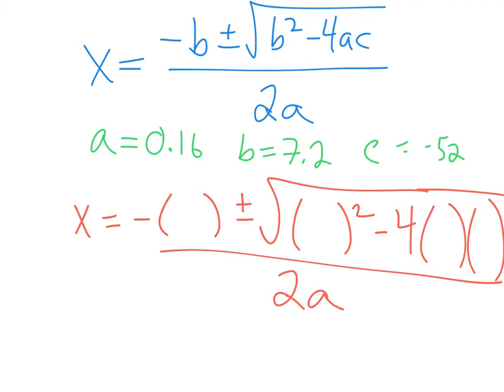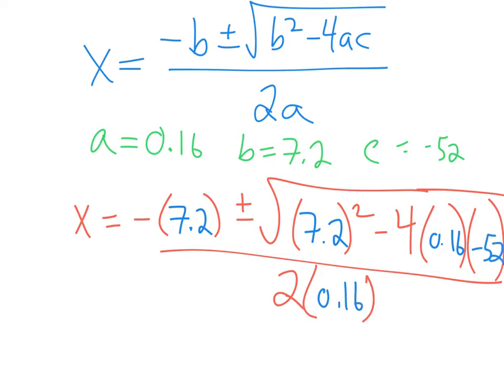So b is 7.2. Those are the positions where we'll substitute in the b value. A is 0.16. Those are the positions where we will sub in a. I forgot one bracket here. Let's add it on. And a is 0.16. And c is negative 52.